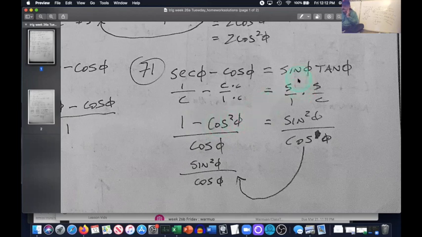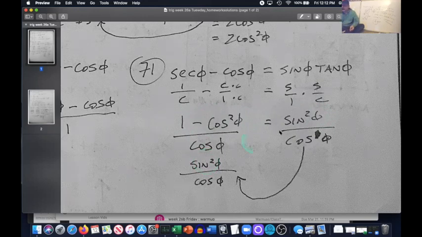Okay, so I went ahead to the right side. And as long as you're doing something on the right independently of the left, there's nothing wrong with this. So changing to sine and cosine, that enabled me to get here. And now I can see, okay, well, wait, the next step would be to make this sine squared. So that verifies the identity.